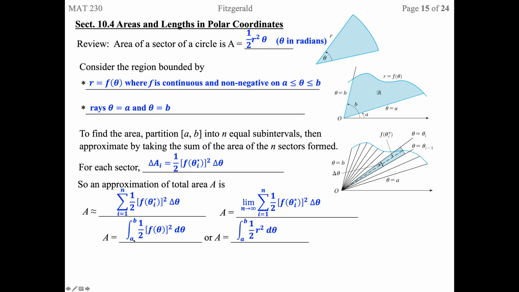We're going to integrate from a to b 1/2 of f of theta squared d theta, or in general, integrate from a to b 1/2 r squared d theta. Again, whatever our function will be in terms of theta, we'll put that in there.